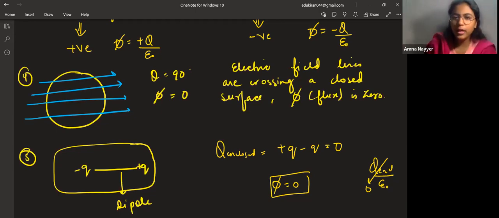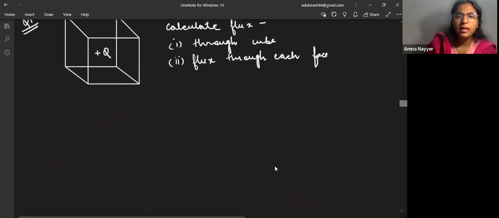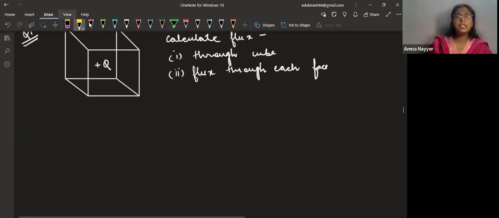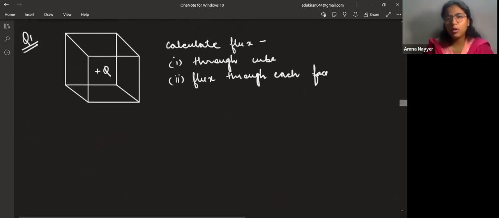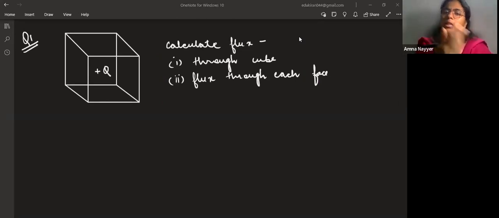Now, class, one question. This is a very easy question. It's just that you have to understand the steps. But class, a lot of questions are asked from this part only, so just pay attention to it. It says that you have to calculate the flux through the cube. The second part says that you have to calculate the flux through each face.